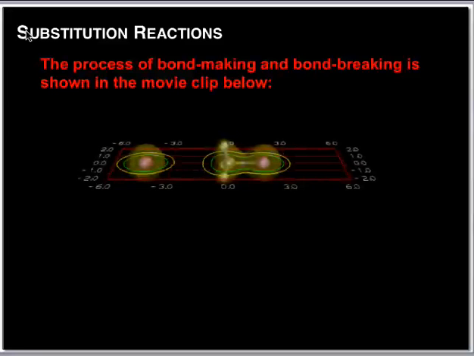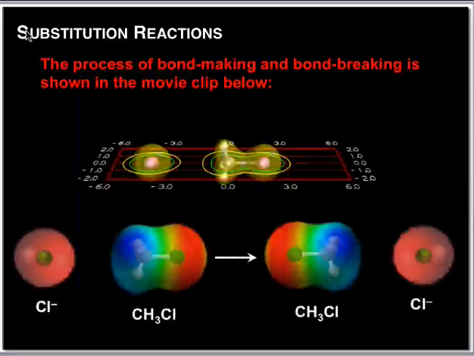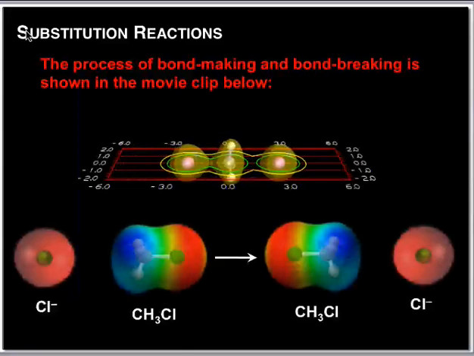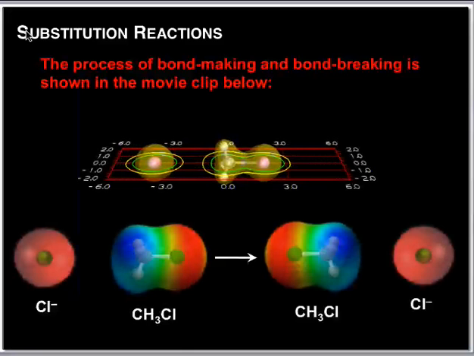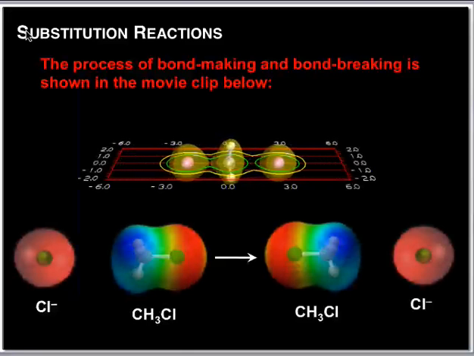Now, we've seen this movie many, many times. It's kind of a neat movie. Once again, as we're doing a backside attack here, you'll note that the carbon in the middle goes perfectly flat. That's our transition state. And this thing flips back and forth like an umbrella in a big windstorm. Any questions?